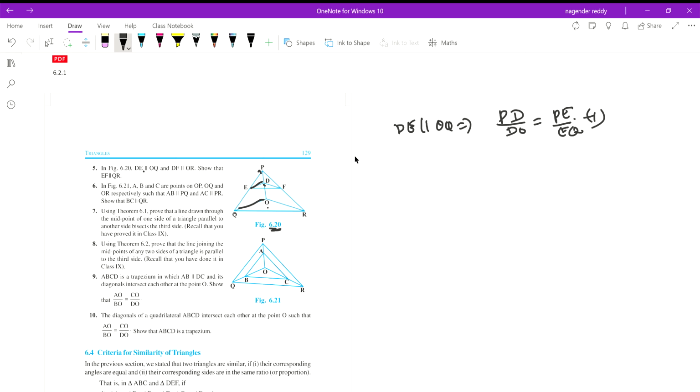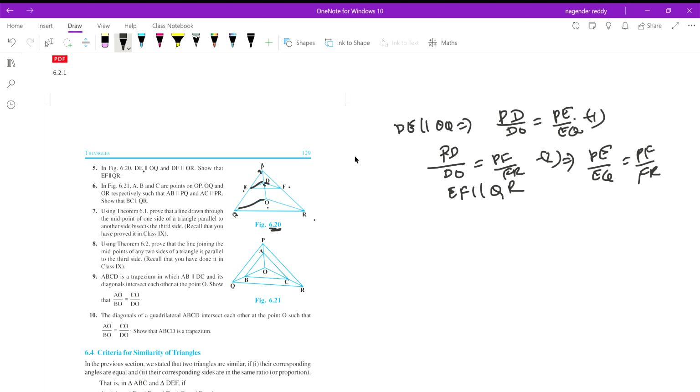Consider this equation number 1. And if DF is parallel to OR, in triangle POR, then we can write once again PD by DO is equal to PF by FR. Consider equation number 2. By using these two, we can write PE by EQ is equal to PF by FR. By the converse theorem, we can write that EF is parallel to QR. That we have to prove. Hence proved. This is the fifth one.